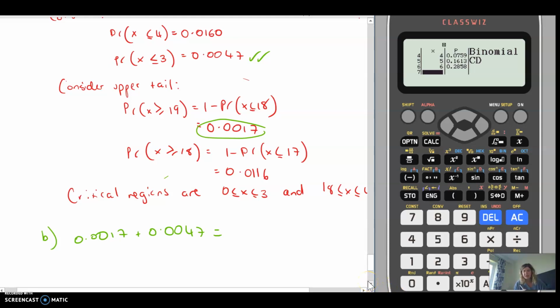Okay, this is about to die, so have a go at 4B for critical values, and let me know if you've got any problems.